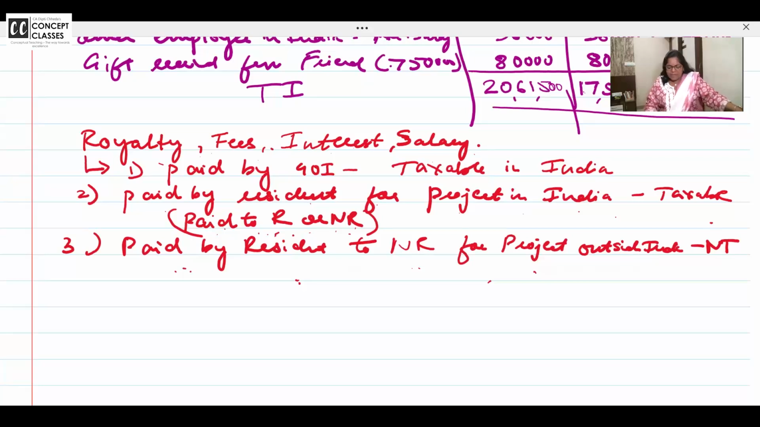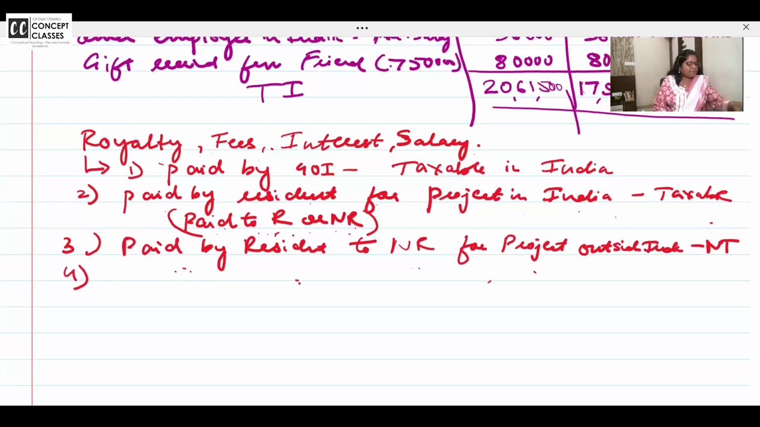So look again. Paid by resident to non-resident. Who is receiving the income? Non-resident. Where? Outside India. For a project where? Outside India. So the non-resident will say, I'm getting interest, the money is used in the US, I'm getting technical fees, I'm a non-resident, the project is in the USA, why should we pay the tax in India? Please pause and write it slowly. The moment I apply it, it will be taxable.